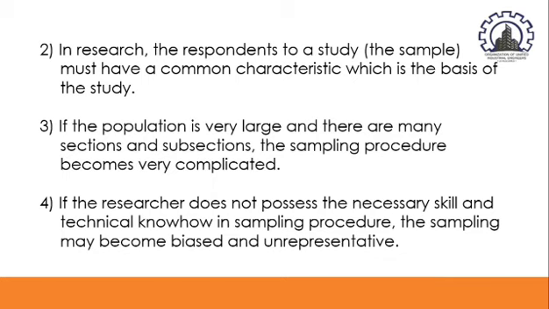And the third disadvantage: if the population is very large and there are many sections and subsections, the sampling procedure becomes very complicated. So it would be difficult to assign numbers to the elements, which refer to members of the population, or it would also be very difficult to write their names alphabetically on pieces of paper to be placed in the raffle box. And finally, the last disadvantage is that if the researcher does not possess the necessary skills and technical know-how in sampling procedure, then the sampling may become biased and unrepresentative.